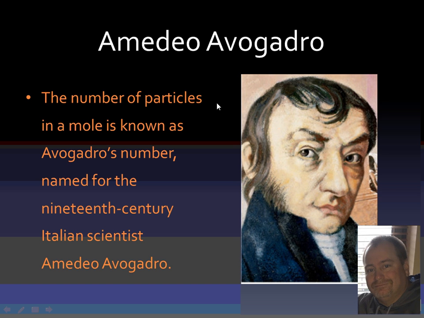Now, why is this called Avogadro's number? Amedeo Avogadro, 19th century Italian scientist. So we've named this number, this 6.022 times 10 to the 23rd, after Amedeo Avogadro. It's his number.